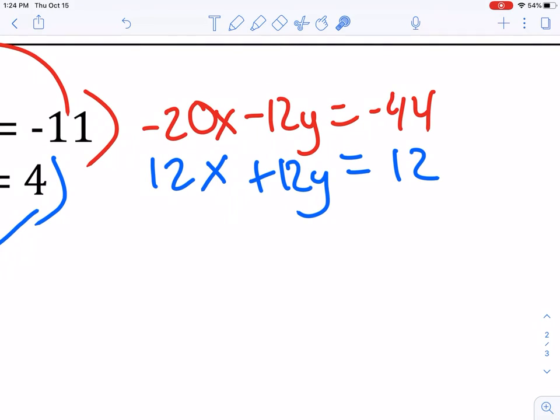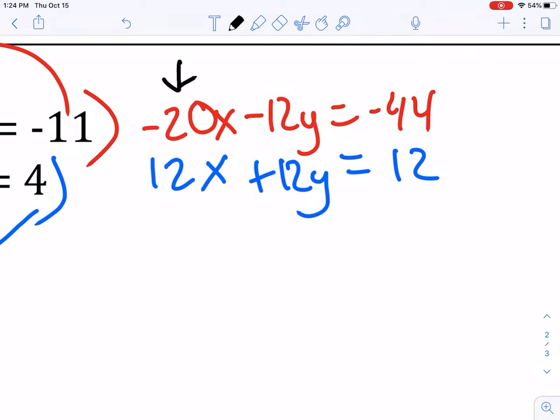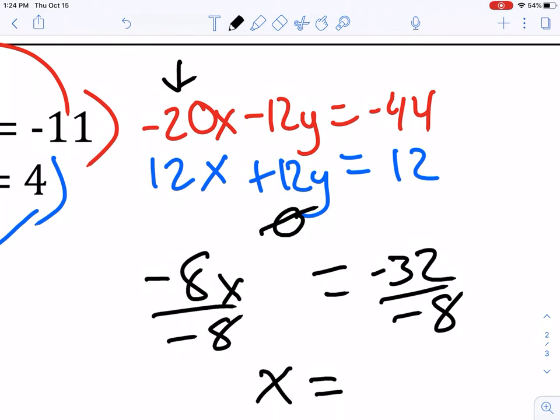Okay, so now I'm ready to combine these because now I have terms that will eliminate. So I'm going to combine these vertically. That's going to give me a negative 8x. Our y's cancel out equals, signs are different, so we'll subtract. And this should give us negative 32. We can divide negative 8 to both sides, and x equals positive 4.